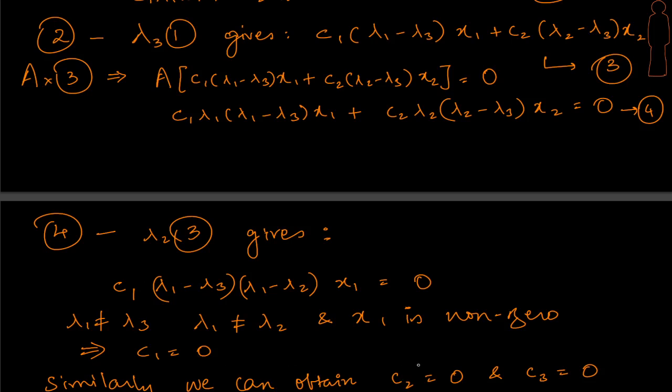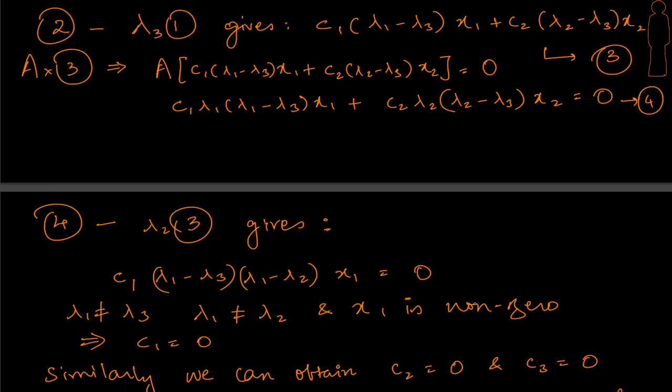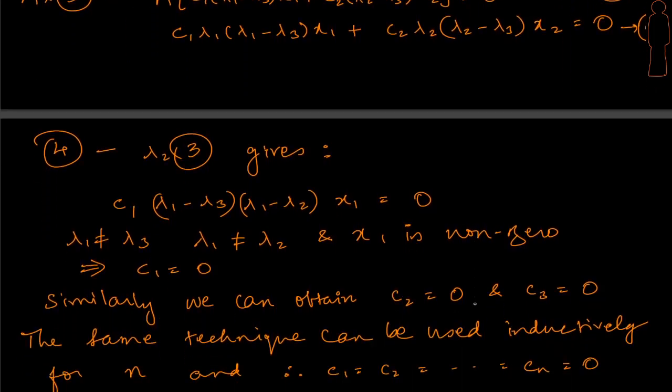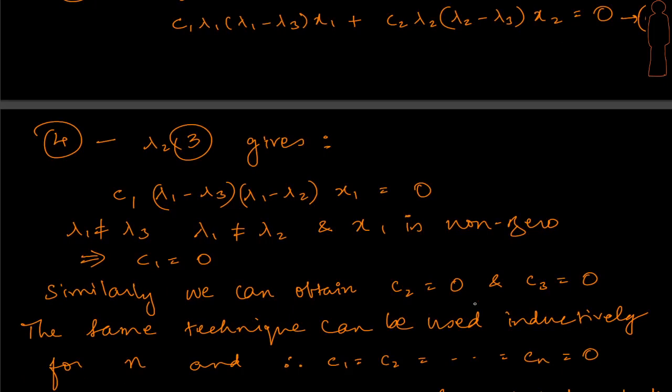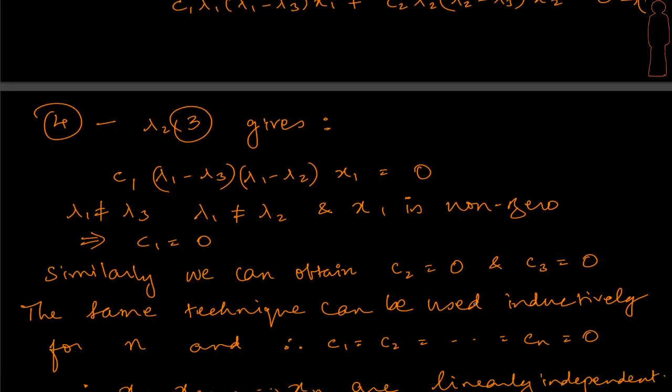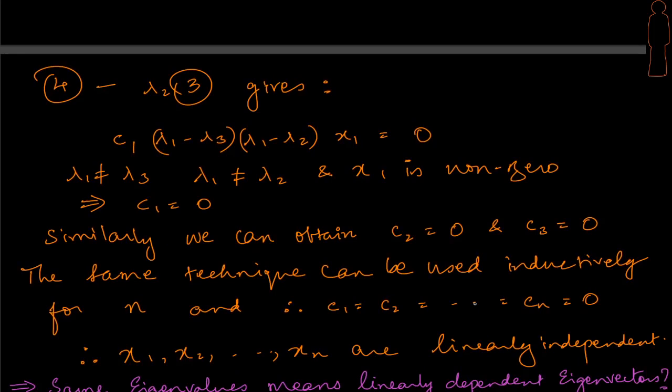Similarly, we can obtain that C2 and C3 will also go to 0 with the similar logic that we can apply. That's it. With this idea, we will be able to prove it with respect to n as well, and therefore this is the claim we have. We are going to say that the eigenvectors are linearly independent whenever we find that their corresponding eigenvalues are distinct. Now we will take on the opposite statement.